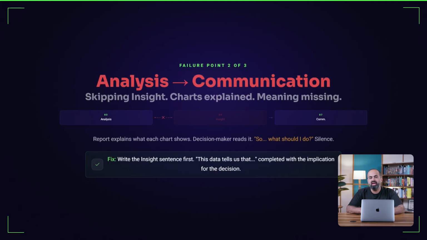Failure point 2. Going from analysis directly to communication. Skipping insight. The analyst finishes their charts and immediately writes a report explaining what each chart shows. But explaining what a chart shows is not the same as answering what it means for the decision. The decision maker receives findings. They do not receive guidance. The fix: before writing a single sentence of your report, write the insight first. This data tells us that. Complete it with the implication for the decision, not a description of the chart.